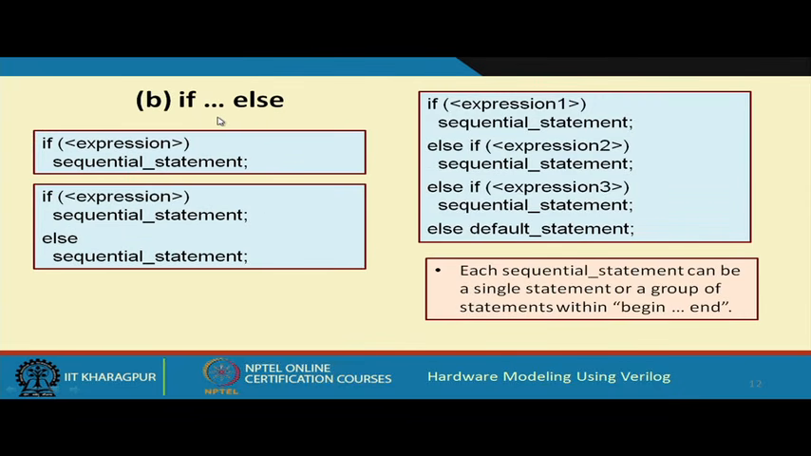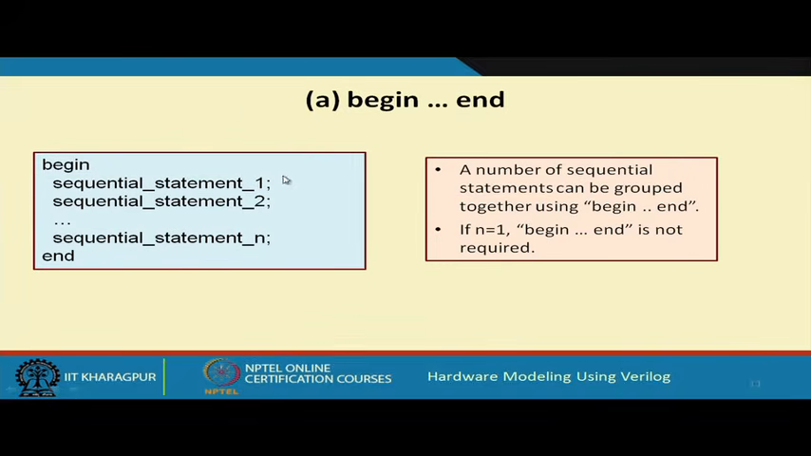Now, if else. These constructs are very similar to the ones available in high level languages like C. So, I am showing 3 different types of if else construct. One is a simple if without an else part. If some logical expression, it can be true or false. If it is true, then execute this sequential statement. Now, you see one thing. I have written just sequential statement, and in the previous one I said begin end is also a sequential statement. So, that sequential statement itself can be this begin end block.